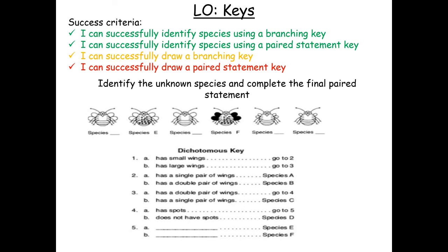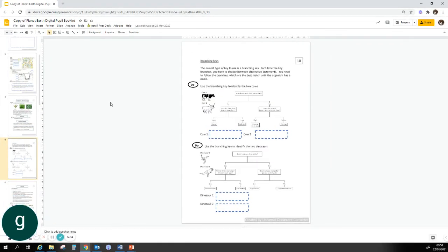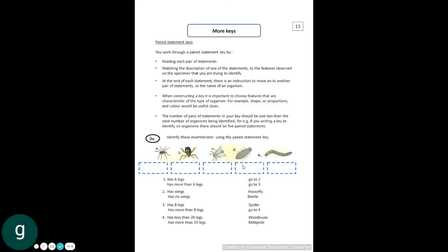I want to show you your booklet. What I would like you to do as your task is go to your booklet and see if you can work out which cow is cow 1. If you zoom in on this, it will, one would hope, give you the name. I think it's Highland, Angus, Russian Blue, Black Clyde, and Frisian. So work out what cow 1 is, and using the dinosaurs, work out what dinosaur 1 and dinosaur 2 are. You can also do this one here, we did it in the video, but see if you can work it out. So these are paired statement and branched keys.